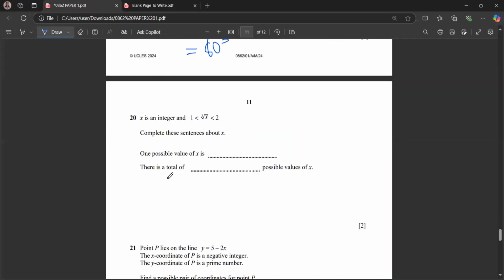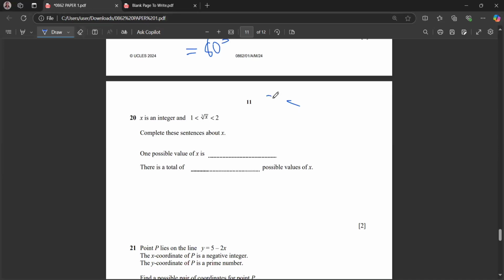X is an integer and it is being represented as the cube root of x is greater than 1, less than 2. Complete these sentences about x. One possible value of x is blank, and there is a total of how many possible values of x. Now, the cube root of x, they're saying it is greater than 1 and less than 2.